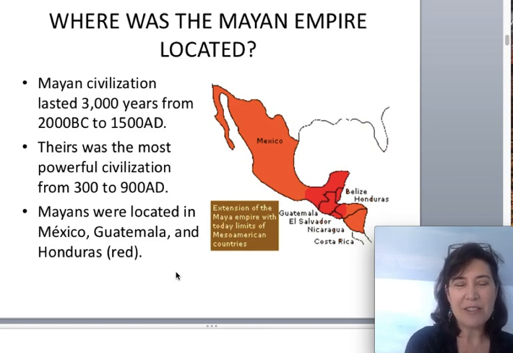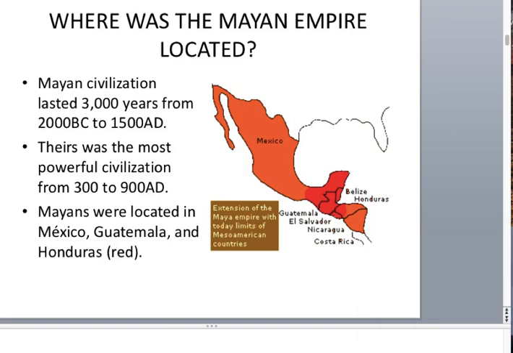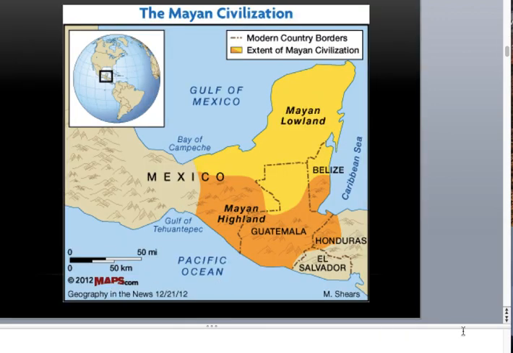From about 2000 BCE to about 1500 AD or CE, as we say now, Common Era. Theirs was the most powerful civilization from about 300 to about 900 AD, which we call the Classic Maya time. They were located, as you can see here, in Mexico, Guatemala, and Honduras. Here's another view. You can see the globe up here, and this is the area of the Maya civilizations, and you see it here on a blow up.